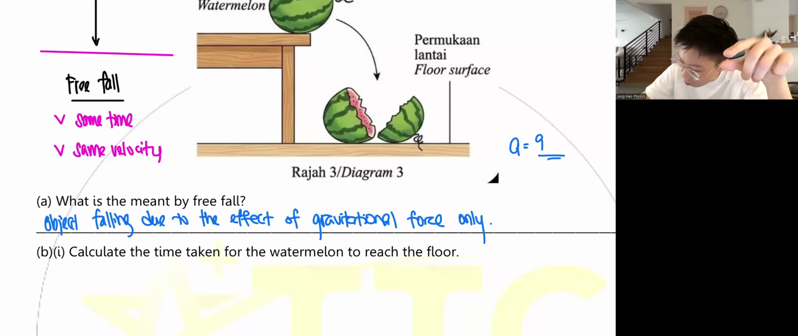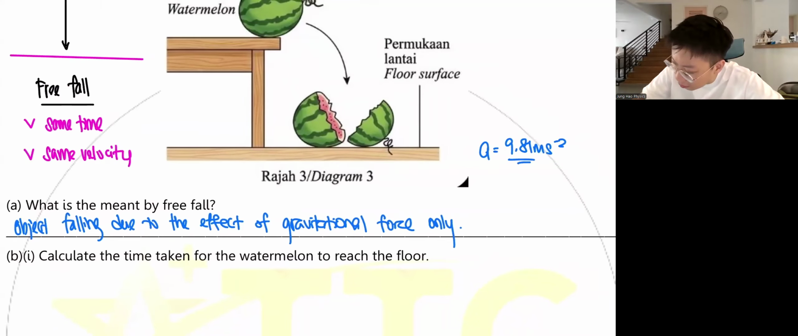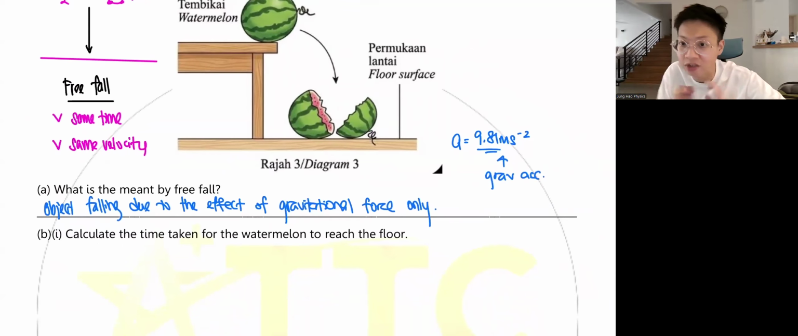Not bad, okay. So therefore, this is the 9.81 m/s². So we call this the gravitational acceleration. Okay, so far so good.